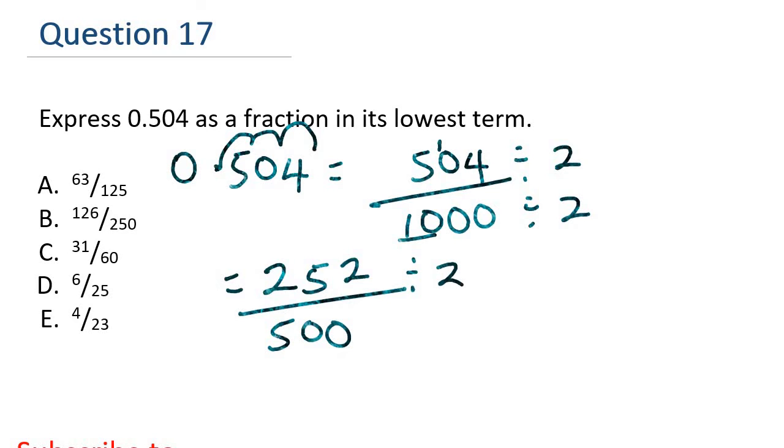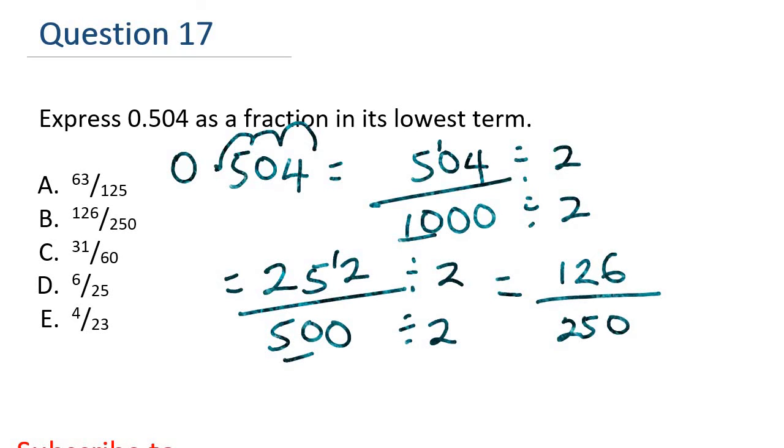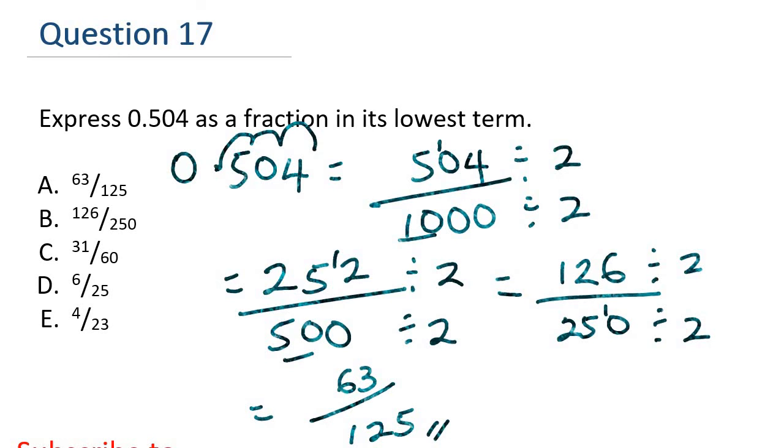Divide both sides by 2 again. 252 divided by 2 is 126. 500 divided by 2 is 250. Divide both sides by 2 again. 126 divided by 2 is 63. 250 divided by 2 is 125. So 63 over 125, nothing else can divide both of them. So the right answer is A.